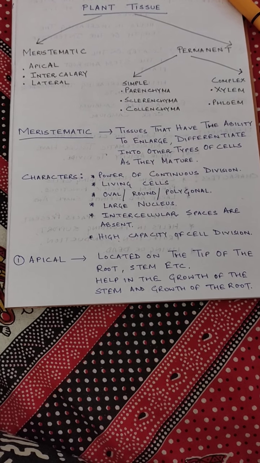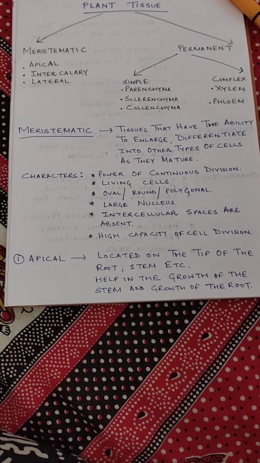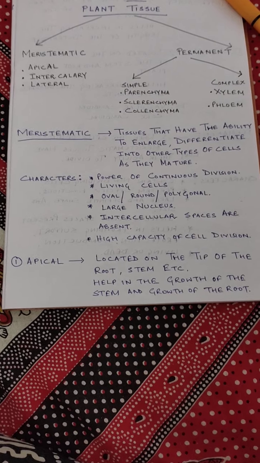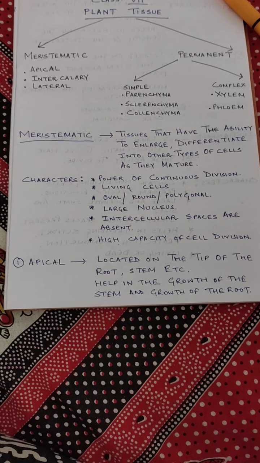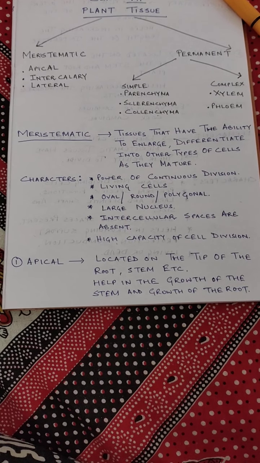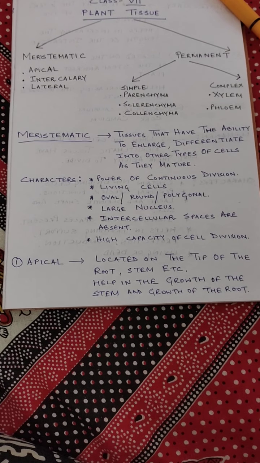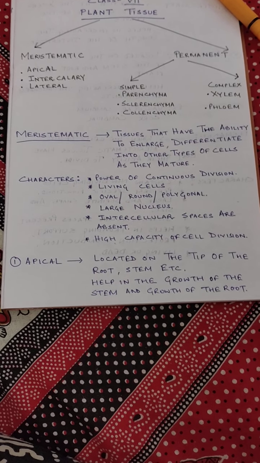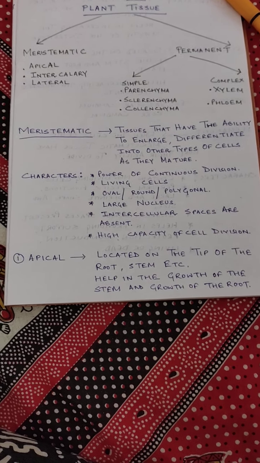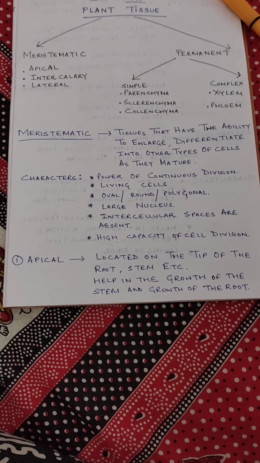First we'll go through meristematic tissues. Now you can write down the notes from here. Otherwise, if you have books, you can consult it, you can go through it. Meristematic tissues are those who have the ability to enlarge, to differentiate, to divide continuously into other types of cells as they mature. This is the main characteristic of the meristematic tissues.